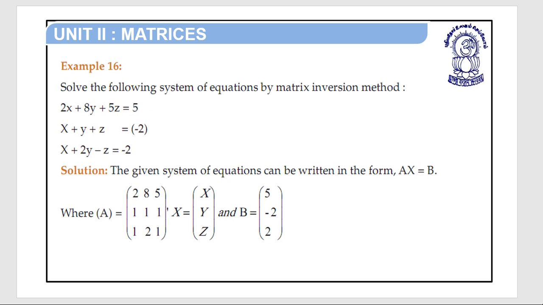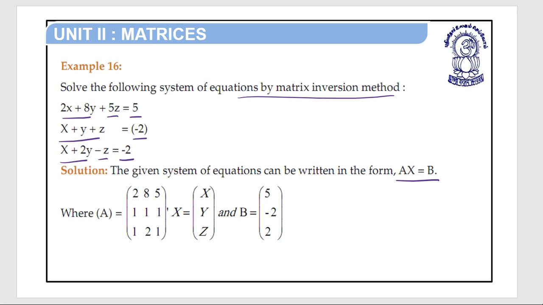Solve the following system of equations by the matrix inversion method: 2x plus 8y plus 5z is equal to 5, x plus y plus z is equal to minus 2, x plus 2y minus z is equal to minus 2. The given system of equations can be written in the form AX is equal to B.